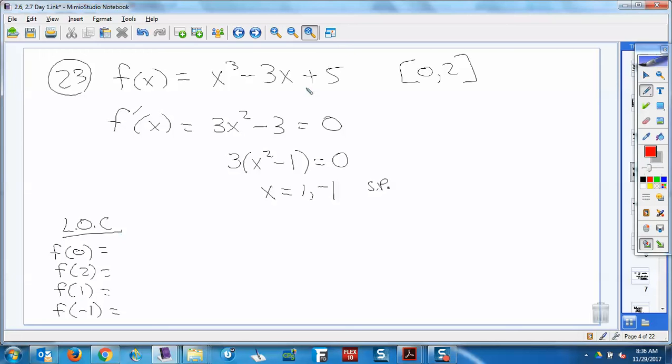So I'm going to put 0 back into the original. I'm going to get 5. I'm going to put 2 in here. 8 minus 6 is 2, plus 5 is 7. Put a 1 in there. I get 3. Put a negative 1. Is that 7? So what's my max?